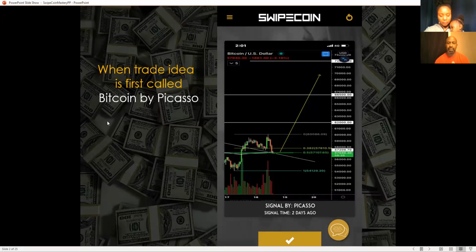So what's going to happen is, if you're a DCX student or you have the elite package in the elite club, you're going to get a signal to your phone with the SwipeCoin app. It's going to look a little something like this, and it's going to say a signal by Picasso. The other thing you're going to want to pay attention to is this signal time. You're going to want to look at how long ago that trade idea was called, and look at where the market is in reference to that, because you want to make sure that you haven't missed it.